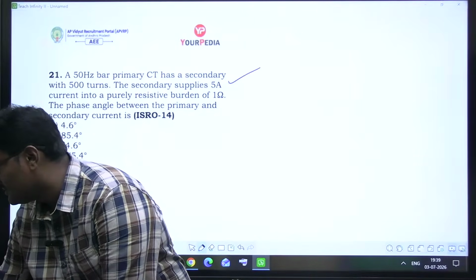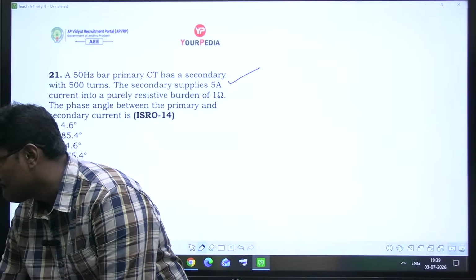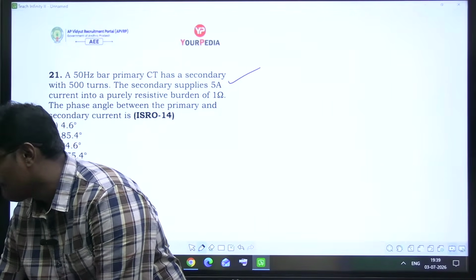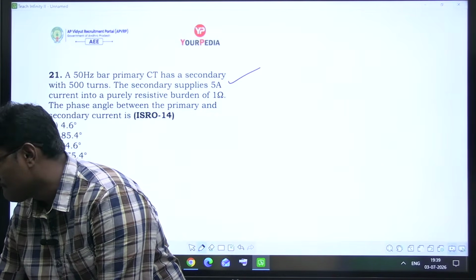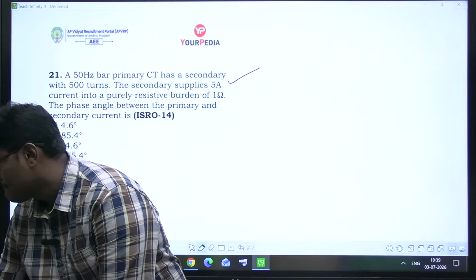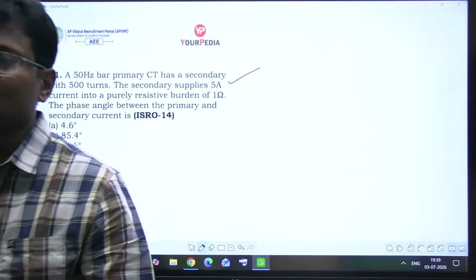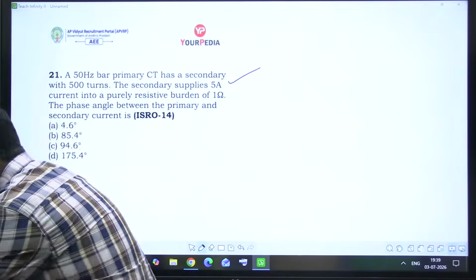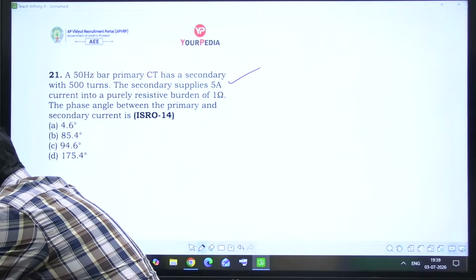What is the answer for this one? Someone answered C. No, not yet answered.